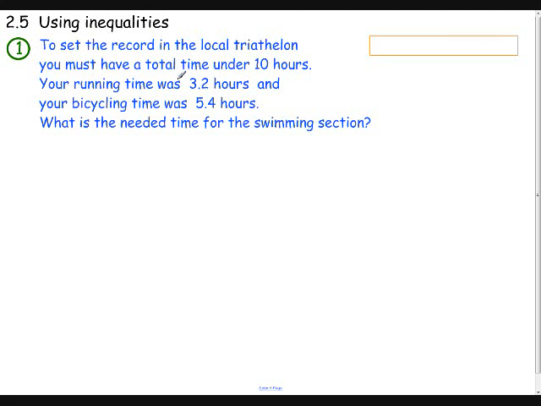To set the record in a local triathlon, you must have a total time under 10 hours. Okay, total is 10 or less. Maybe I should write that down. Total is less than 10. Not equal to, right? It said under 10 hours. Your running time was 3.2 and your bicycling time was 5.4. What time is needed for swimming?